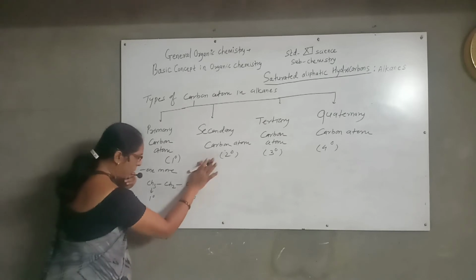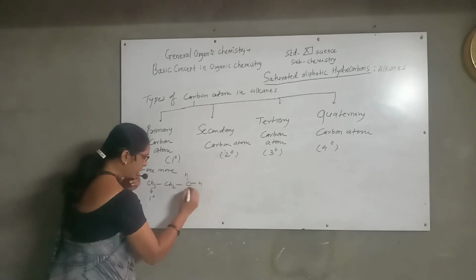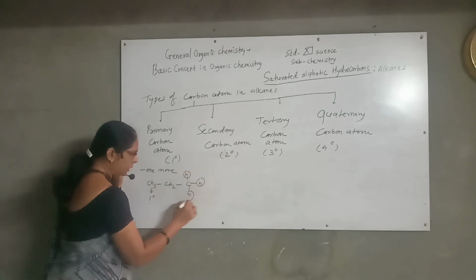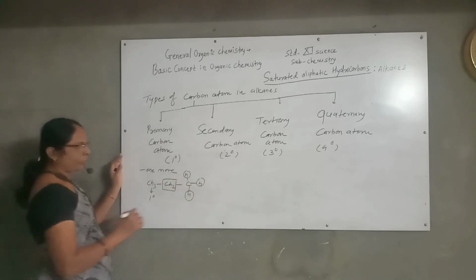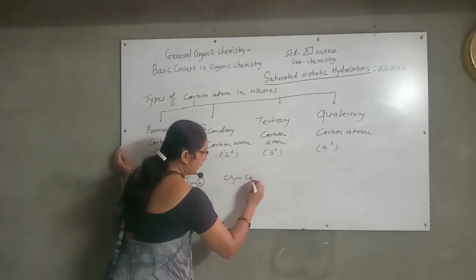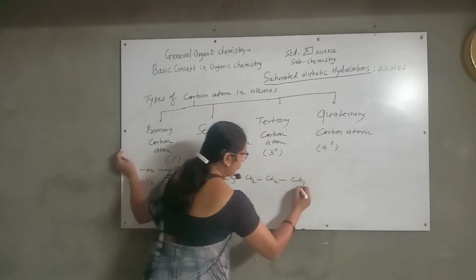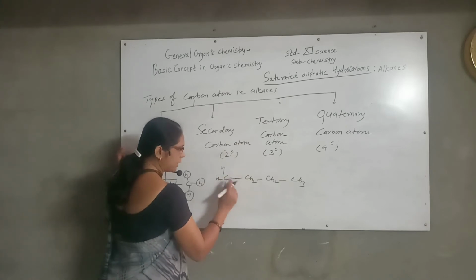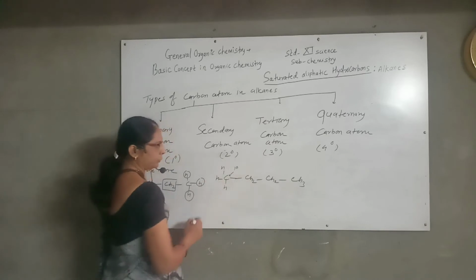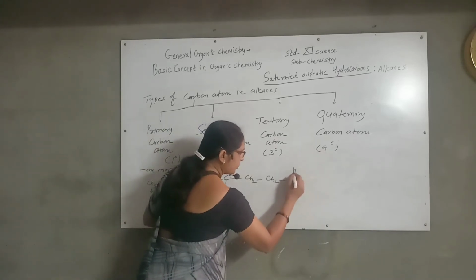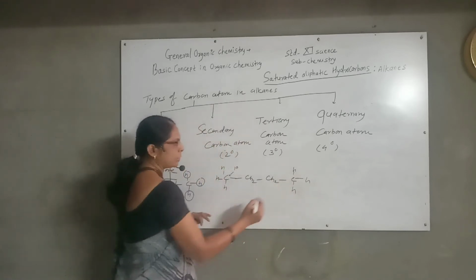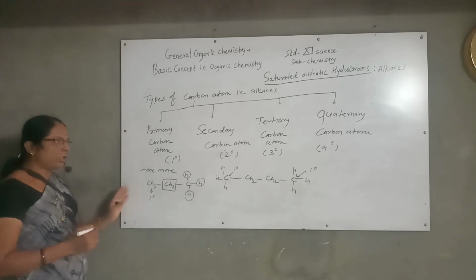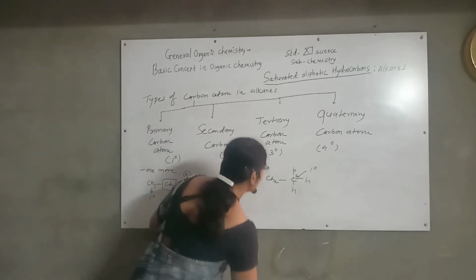So when you consider a primary carbon atom, you observe that this carbon's 4 valency is completed by 3 hydrogen and 1 carbon. Suppose I consider butane. In this butane, this carbon has 3 hydrogen and is attached to one more, so this is a primary carbon. This carbon is again attached to 3 hydrogen and 1 carbon, so it is also a primary carbon atom. So you observe that primary carbon atoms are generally terminal carbon atoms. They are called 1°.